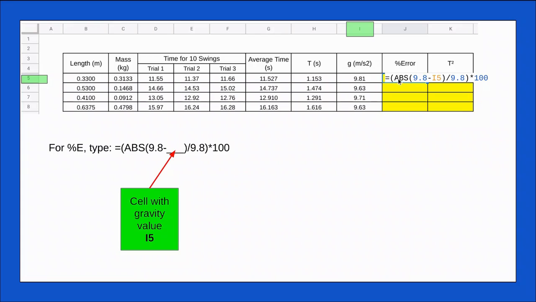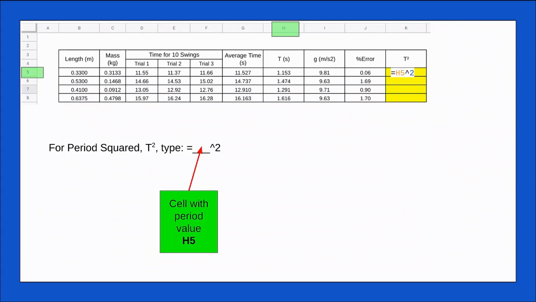So now what this is doing is it's doing this calculation, giving you the absolute value, and then that answer needs to be converted to a percent, which is why we multiply by 100 at the end. So asterisk 100. Hit enter and get your answers for that.